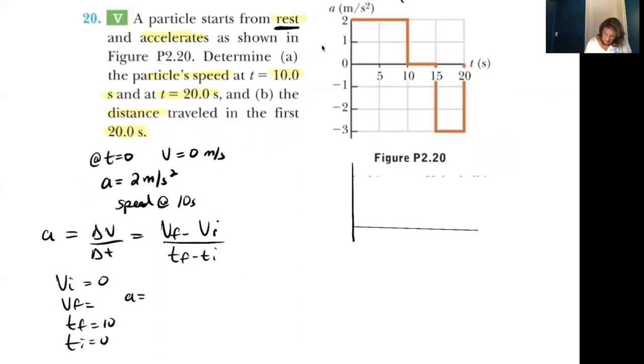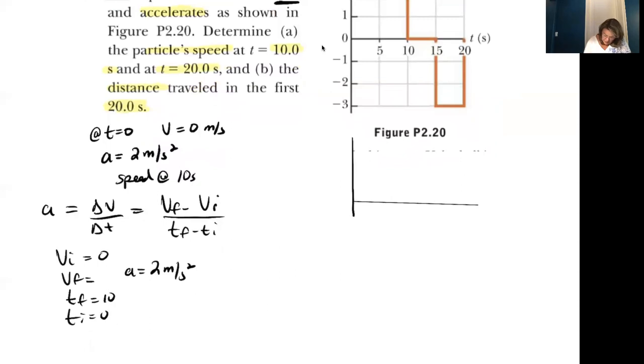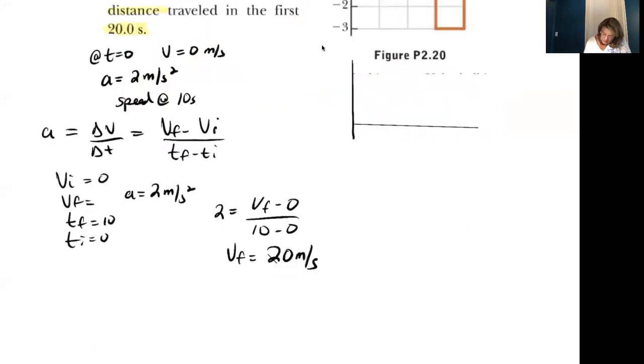What was the acceleration during that time? Based on the graph, 2 meters per second squared. Use the equation to solve for V final, which is the velocity at 10 seconds. And I find that 2 equals V final minus 0 over 10 minus 0. I will solve for V final, cancel all my units, and I will find that it is equal to 20 meters per second. So what's the speed?